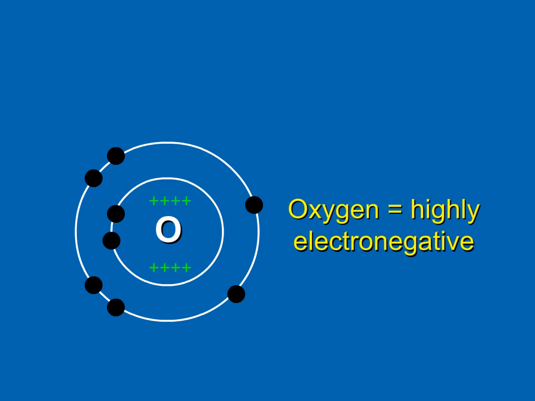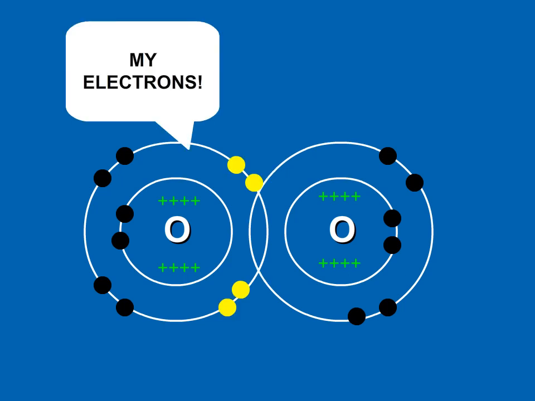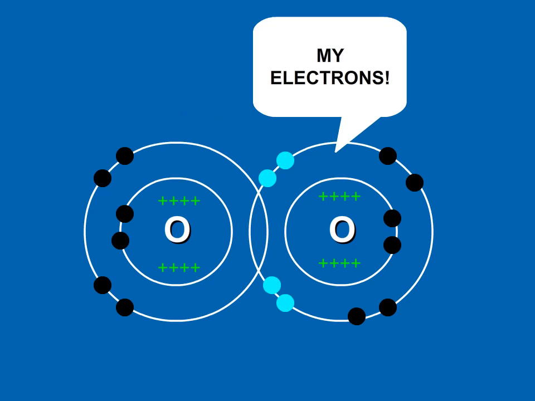But if we pair it with another atom that has the same degree of electronegativity, another atom of oxygen, what do you think will happen? Well, while one of them wants the electrons, the other oxygen atom wants the electrons just as much.